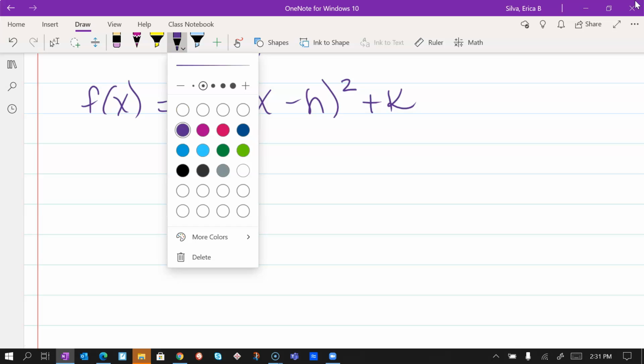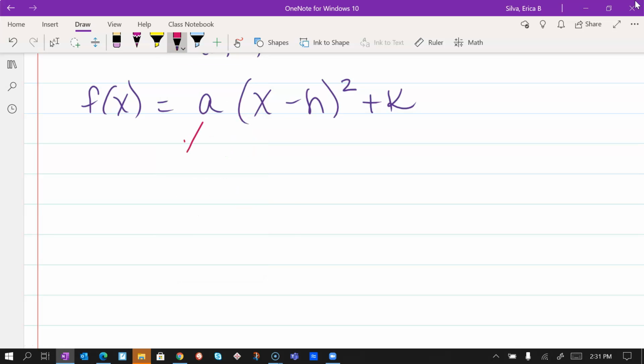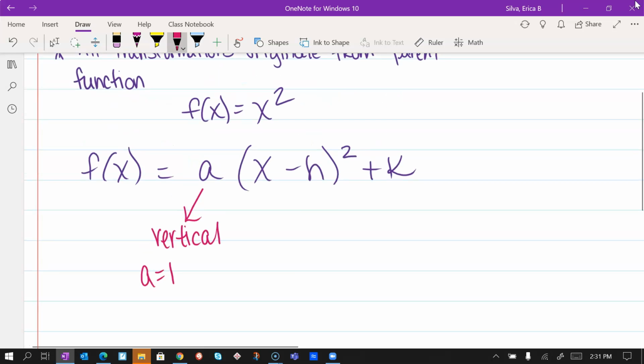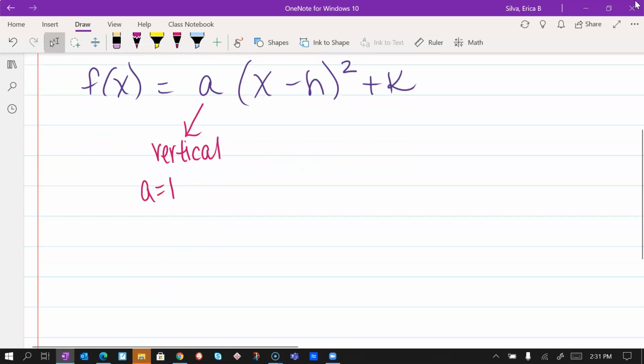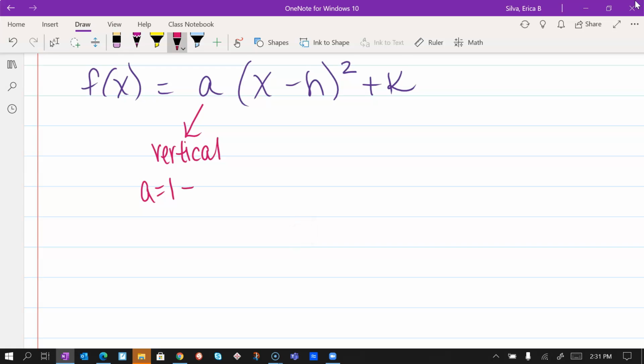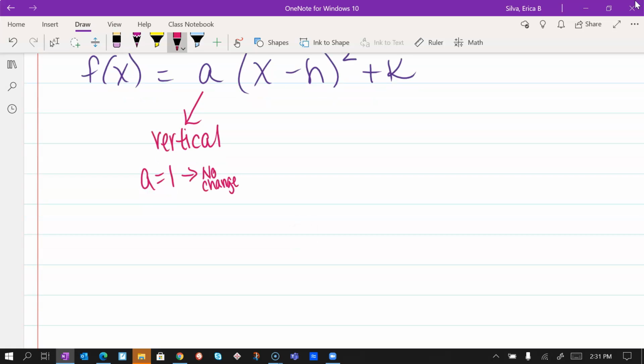So let's start with my A. My A is on the outside, so we know it's going to be something vertical. And remember, if A is equal to 1, because we're comparing it to the parent function, my parent function is 1, that's your A, then there's no change. And what I mean by no change, it means it's not stretching or compressing.